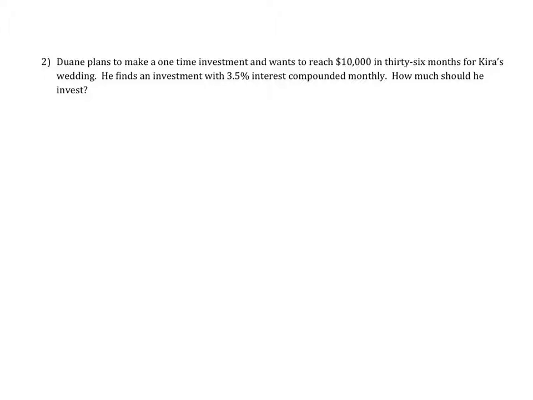Number 2, Dwayne plans to make a one-time investment and wants to reach $10,000 in 36 months for Kira's wedding. He finds an investment with 3.5% compounded monthly. So right here is where that formula is jumping out at me. They didn't say continuously. They gave me a time frame of compounding, so I know I have to use that formula.